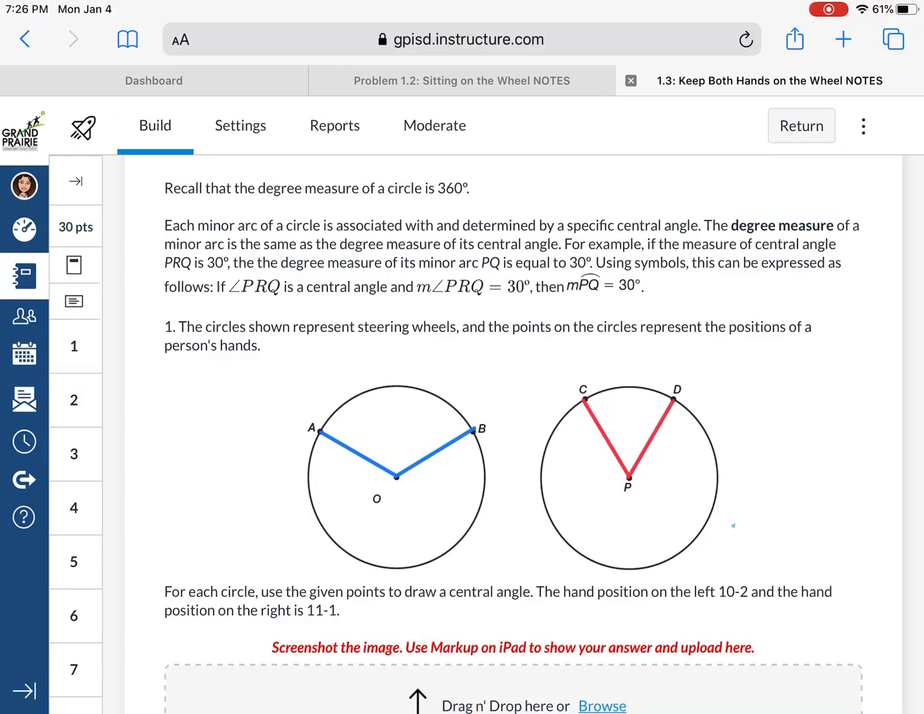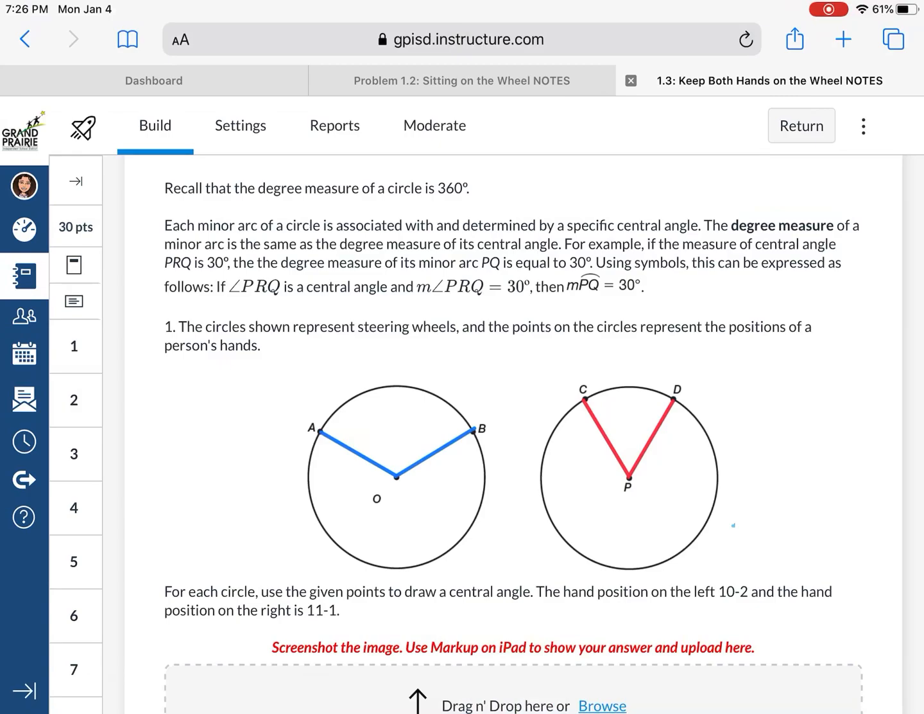And recall that the degree measure of a circle is 360 all around it. Well, if there are 12 hours on a clock, we could take 360 degrees and divide it by 12 to get 30 degrees. That means each hour has a measure of 30 degrees between every hour. So from 12 o'clock to 1 o'clock, it would be a 30-degree angle.